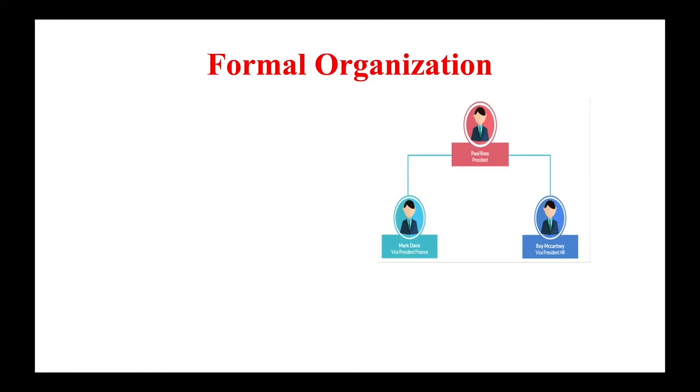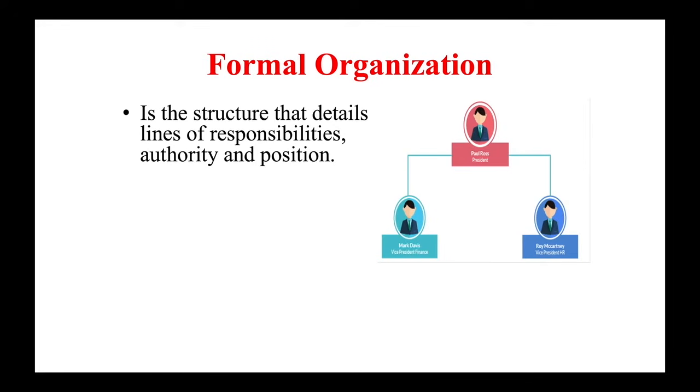Okay, now, we have this formal organization. This is the structure that details lines of responsibilities, authority, and position. For example, very basic organization. We have the president, we have the vice president for finance, we have the vice president for HR, sometimes we also have vice president for external affairs, for internal, for different other functions of our organization. This is not standard, guys. This is actually based on the organization that you are in, based on the nature of business, and based on the industry that you are into.